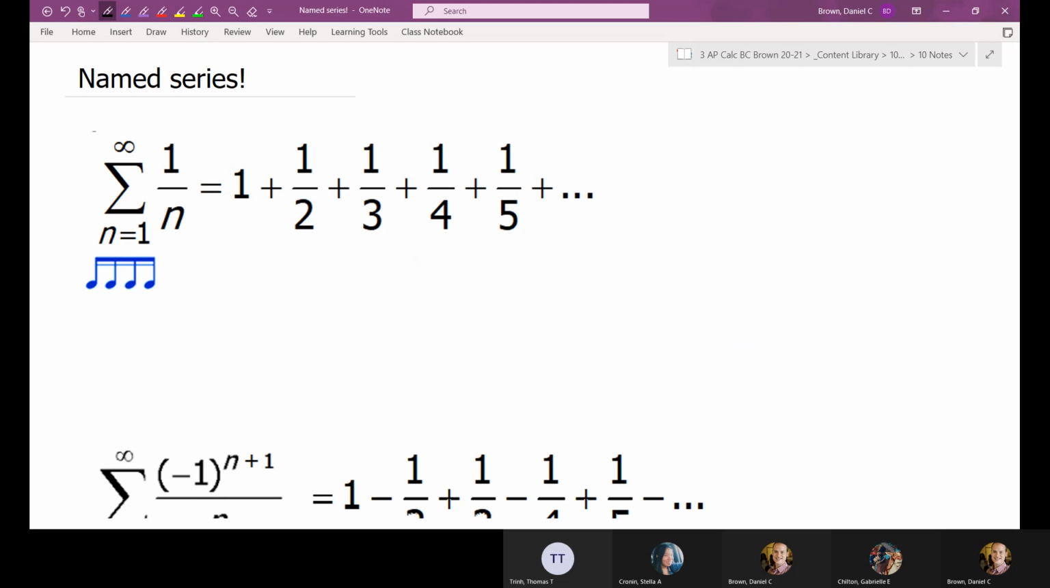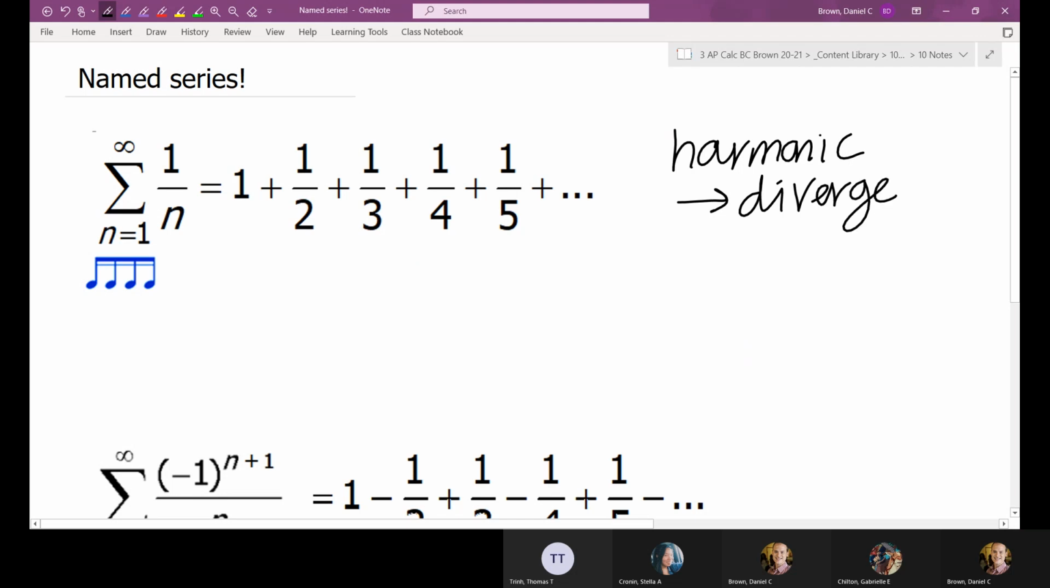This first one, we already talked about it. What's the name of that series? Harmonic. Again, you never have to justify this one. You can simply state that it is harmonic. What do we know about all harmonic series? It is going to diverge. You never have to justify your answer for that.